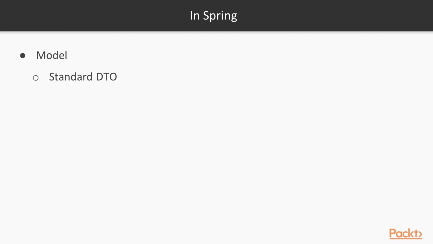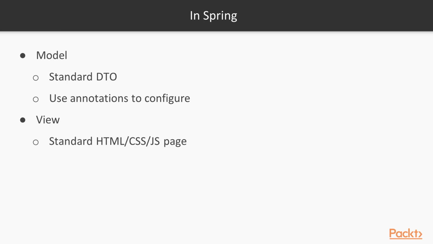If you've programmed Java before, probably the first class you ever wrote after doing a public static void main was some kind of noun class like this. So we can use annotations to configure this model. The view, good news if you're familiar with HTML, CSS, JavaScript, and all those familiar web technologies, that will be our view.